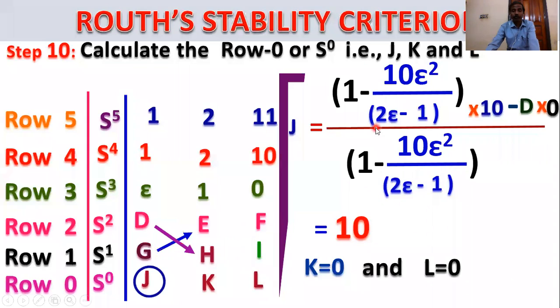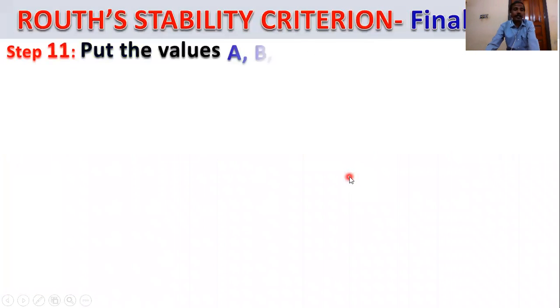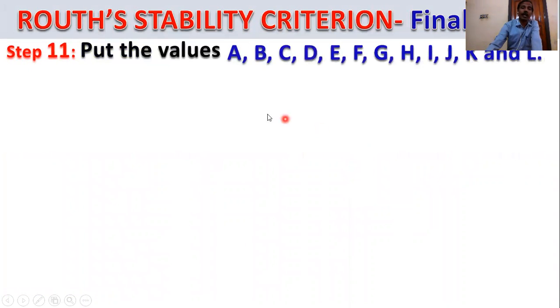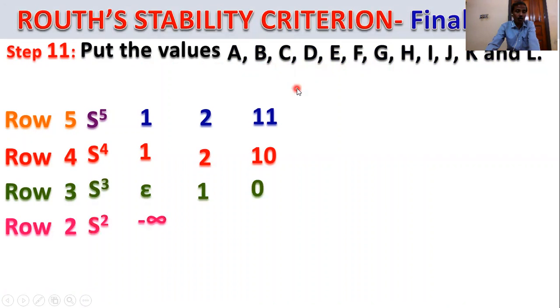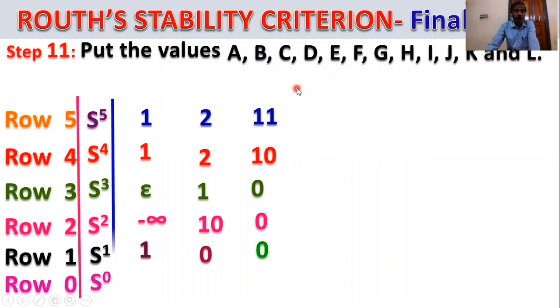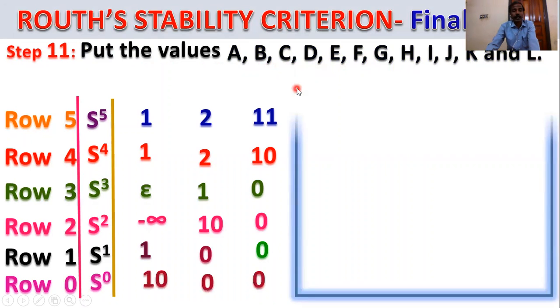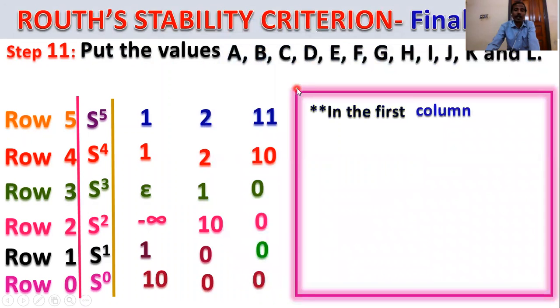Then, what is the final table? What is the Routh final table? Put in the values A, B, C, D, E, F, G, H, I, J, K, L and construct the Routh final table. So this is the final table: row 5, row 4, row 3 or s cube, row 2, row 1, and row 0. In this case, this is the final table.